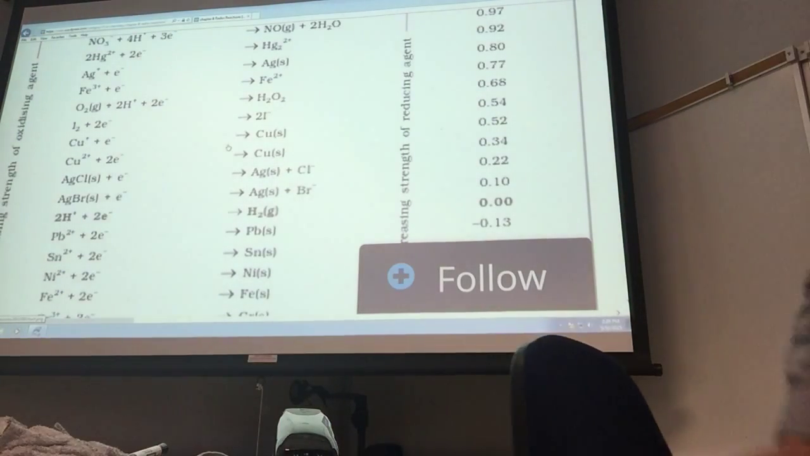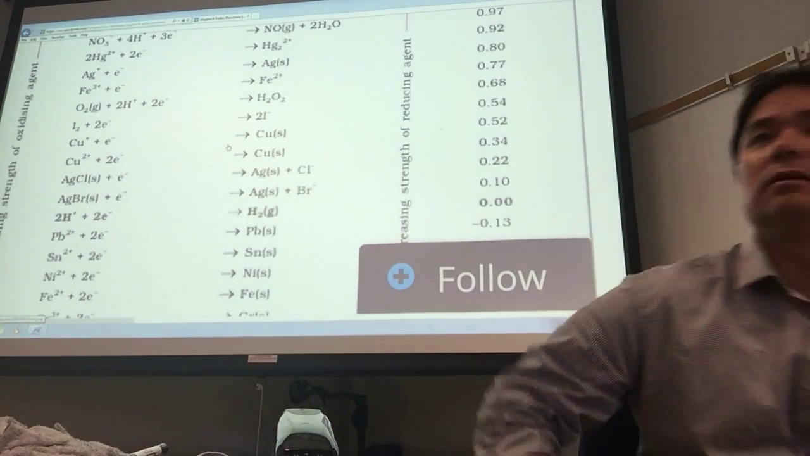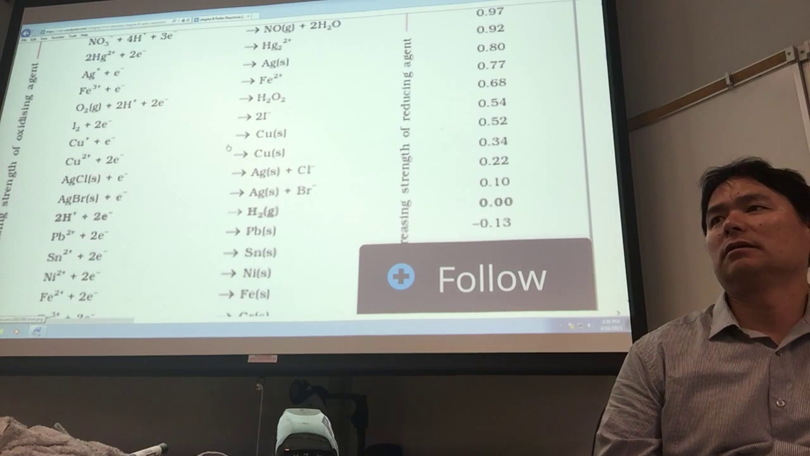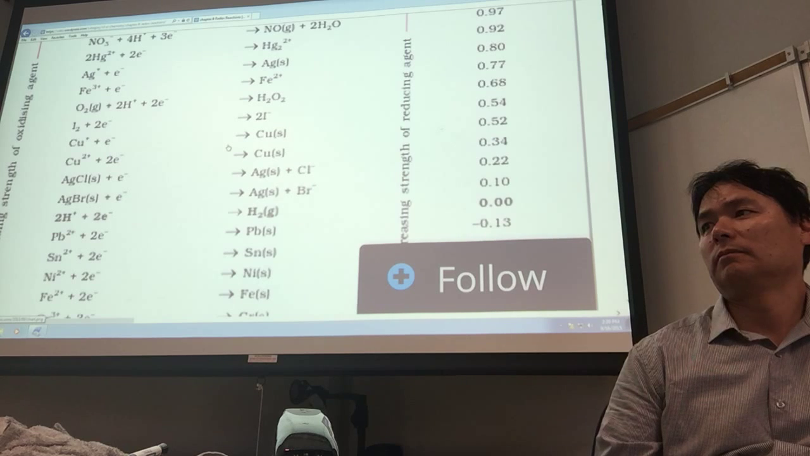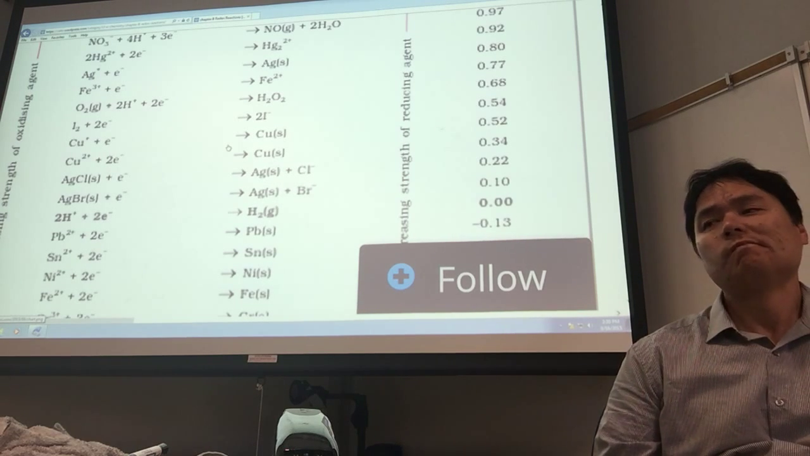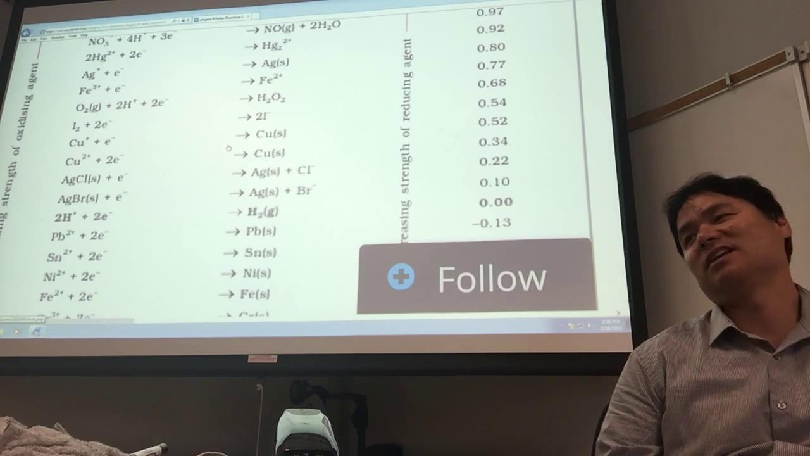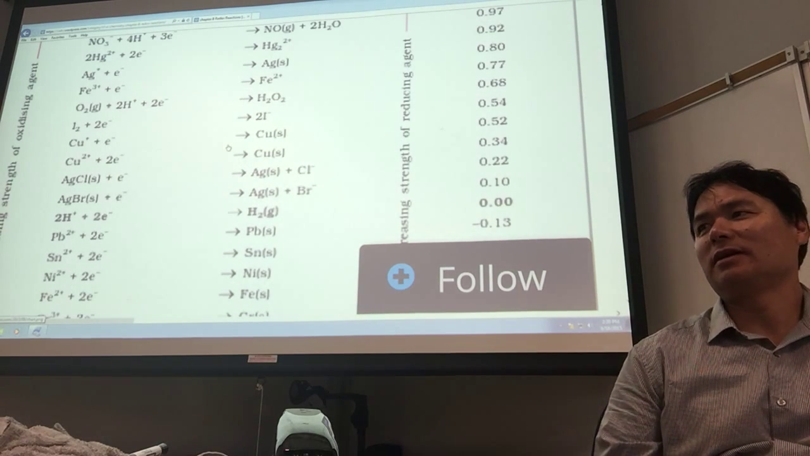So, does somebody have the answer now? Is it because silver and chloride ions make like an oxidizer and a reducer? No, that's not it, but at least you're thinking about it. That's good.